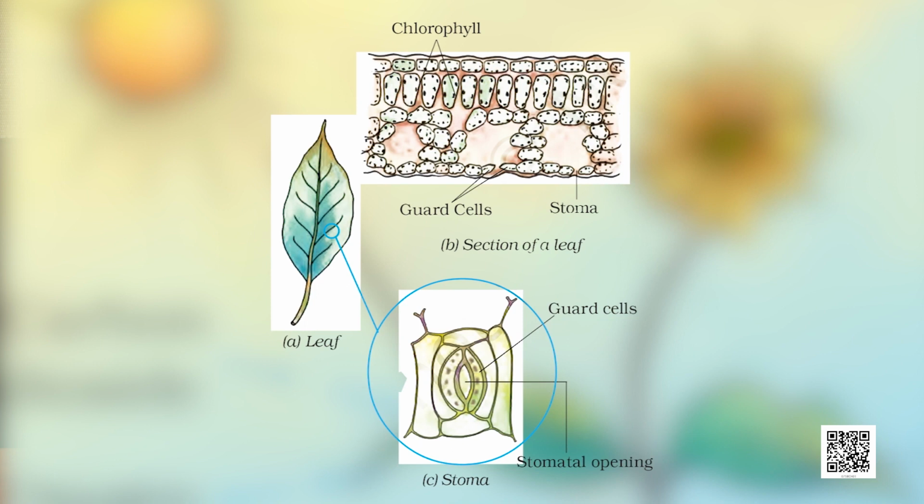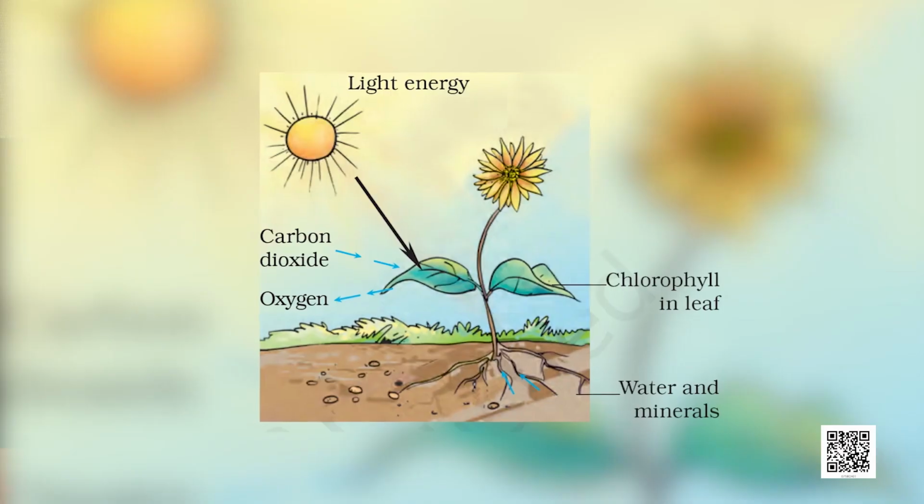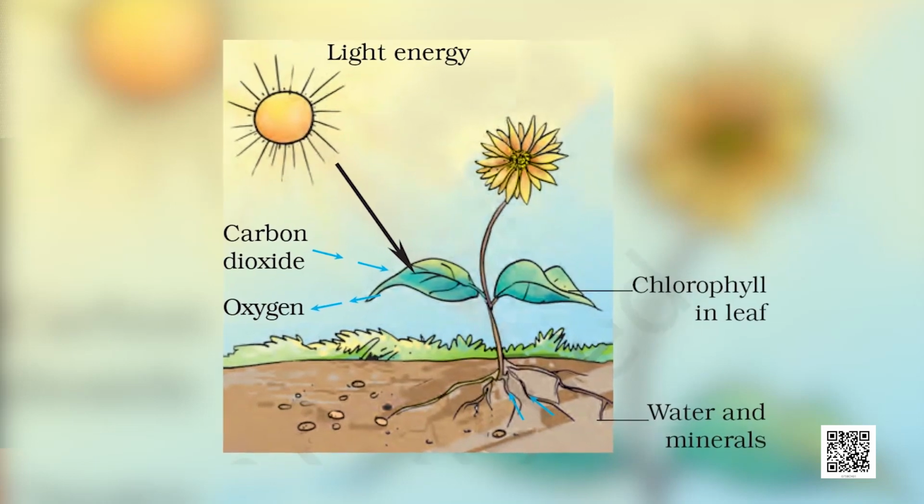These pores are surrounded by guard cells. You may also refer to the figure illustrated. You can clearly see the guard cells and the pores. Carbon dioxide from the environment is taken in through these pores. Now, the raw materials, that is water and minerals, are transported from the soil to the leaves of the plants.